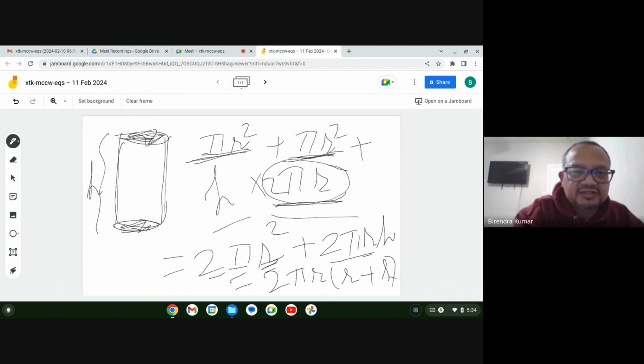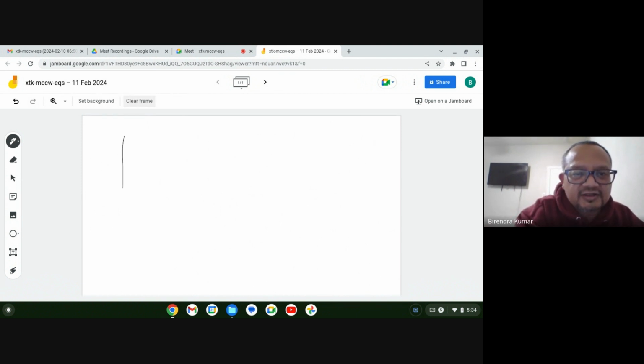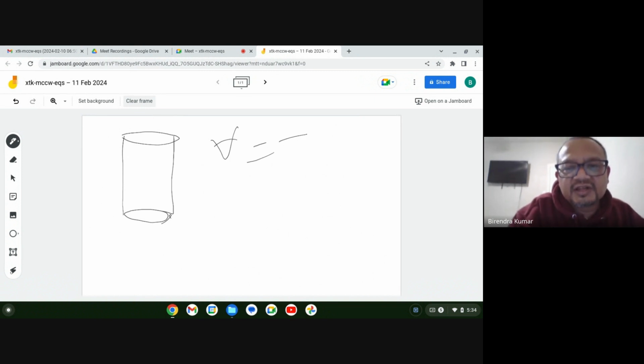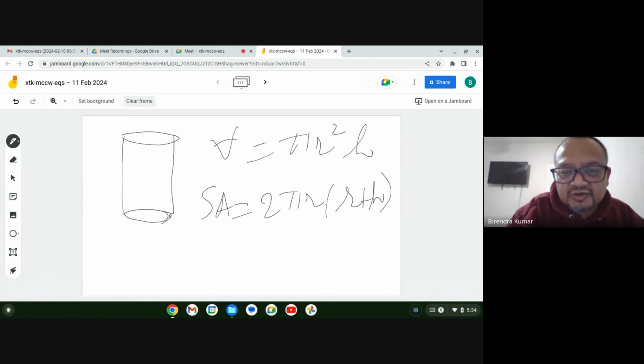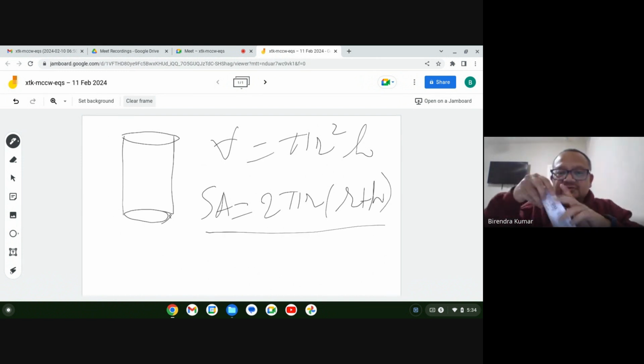So if I summarize this, it's very easy for me to tell you guys the formula. The volume of a cylinder is pi r square h, and the surface area equals 2 pi r into r plus h. Why did I not do it in a simple way? Because I wanted you guys to understand how it is.